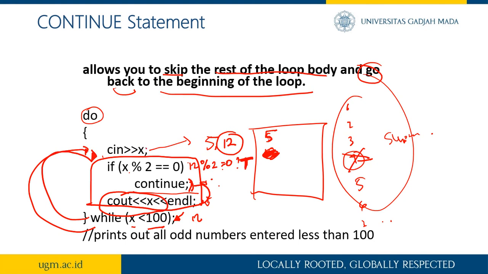So the looping in x. So x will be, maybe I will type in 7, because 7 modulus 2 is not 0, false, so it's not continue. So I will go with the cout. So I will print 7 here. That's how it works.